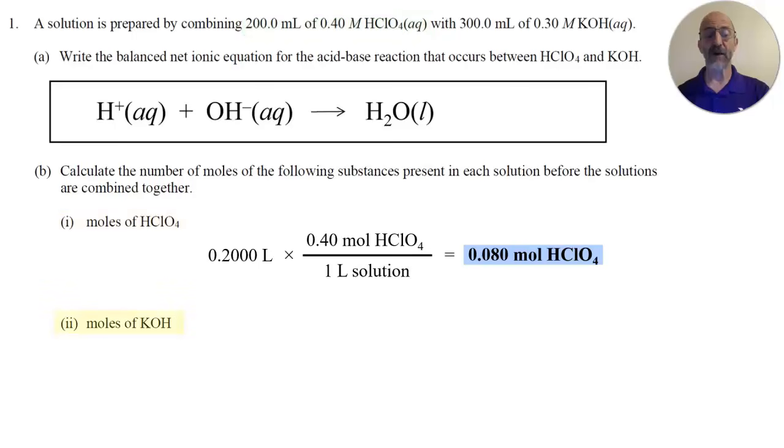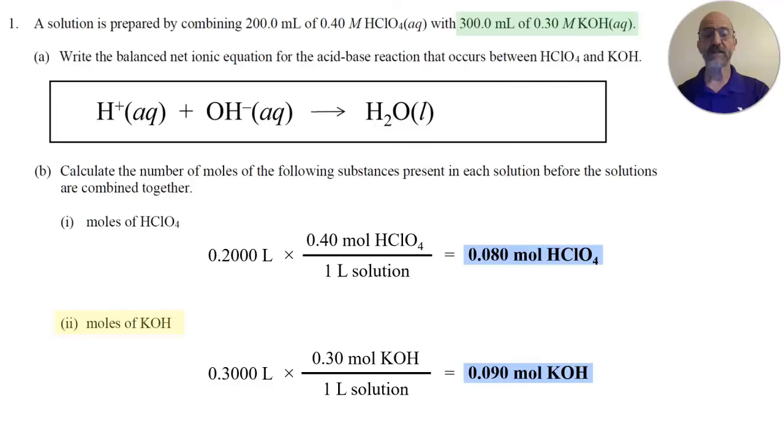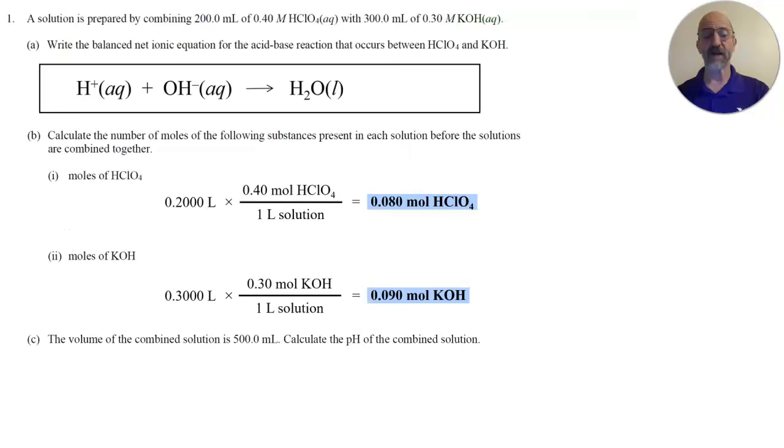We're going to do a similar calculation, volume times molarity is moles, for the potassium hydroxide. So now it's going to be 300 milliliters divided by 1,000 to go to liters, so that would be 0.3 for the volume in liters. I have 0.30 moles of potassium hydroxide per liter, so when I pick up my calculator, it will be 0.3 times 0.3, which is 0.09. Again, I'm showing two significant figures for my answer. So we have now answered part B: 0.080 mole of perchloric acid, 0.090 mole of potassium hydroxide.